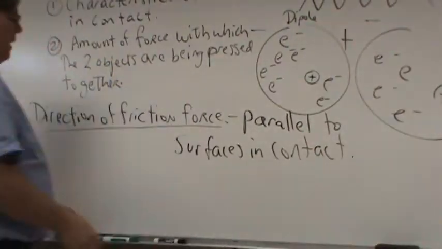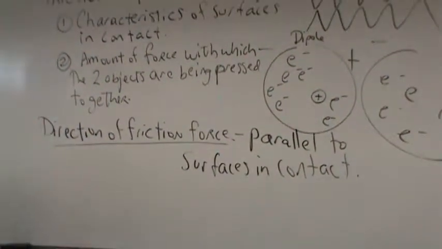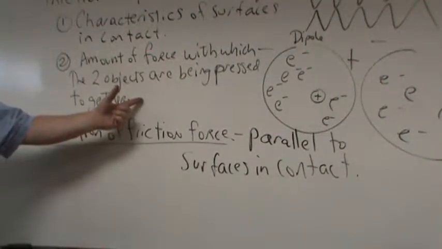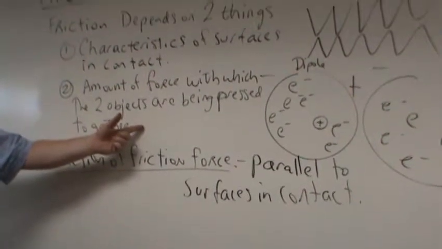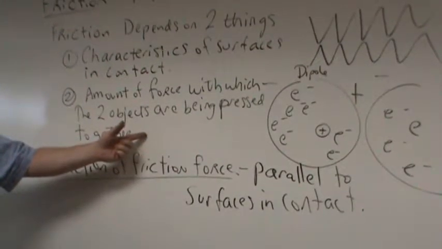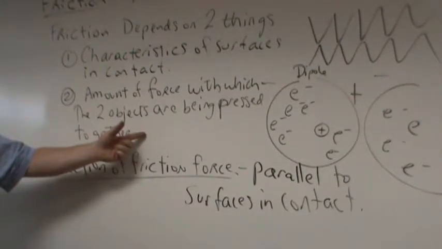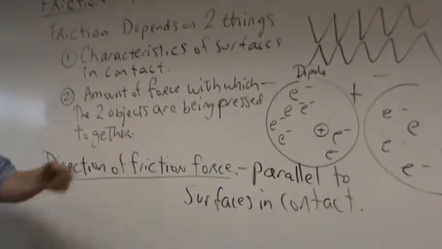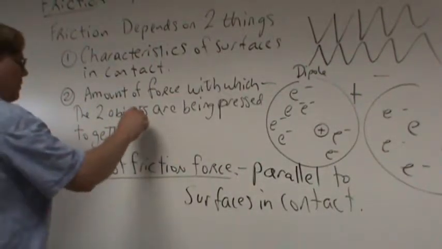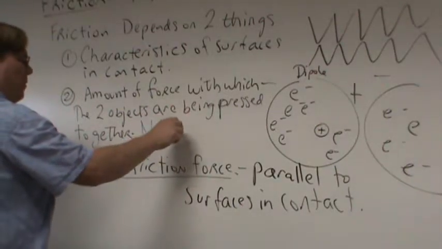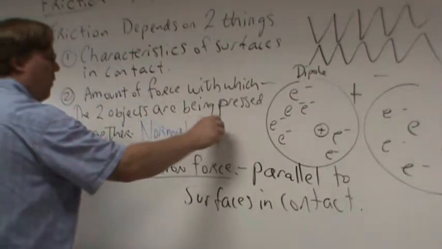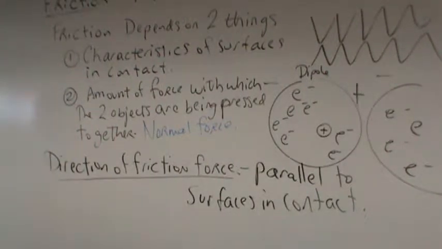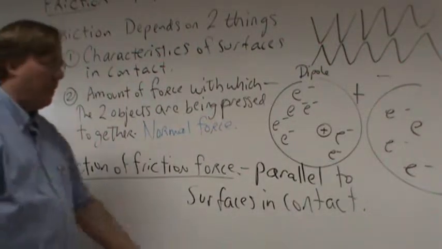And one more thing I want to point out. The amount of force with which two objects are being pressed together, we've got a name for that force, right? What do we call the force with which two objects are being pressed together? We learned it yesterday. Yeah, normal force. So I want you to be aware that friction force depends on the normal force between the two objects in contact.